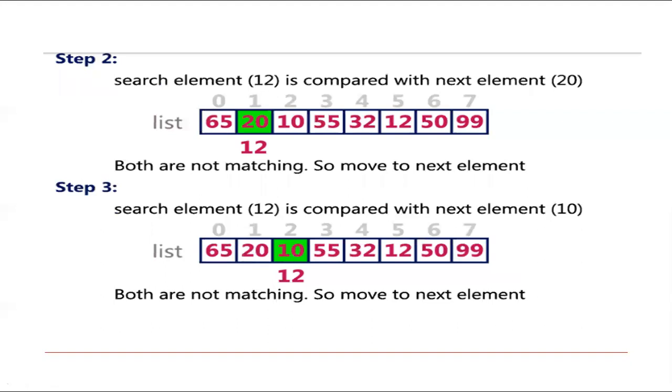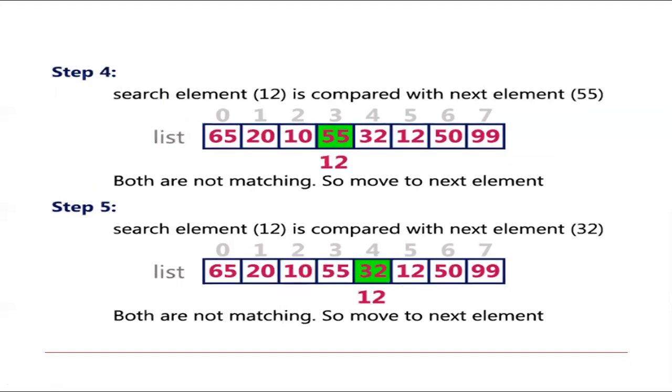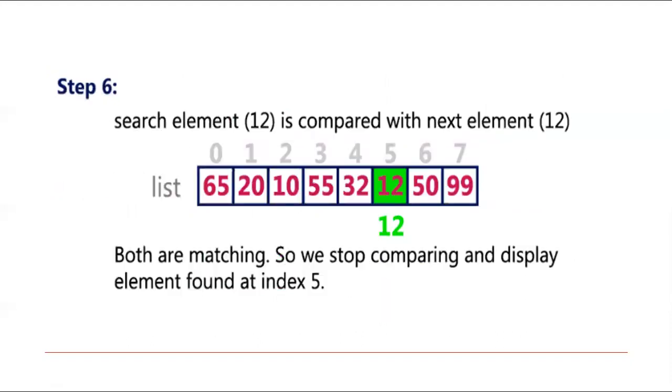We compare 10 equal to 12? No. Then the control moves from second to third, by incrementation. Here the third value 55 equal to 12? No. Then the control goes to the next location, 4. The fourth value 32 equal to 12? No. Then the fifth value 12 equal to 12? Yes. The condition is a success. Then the location equals 5. That is the output. Clear?